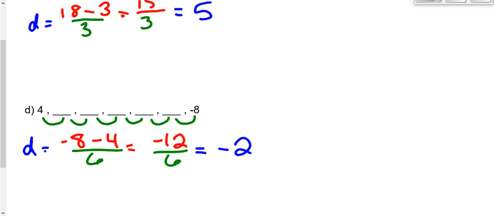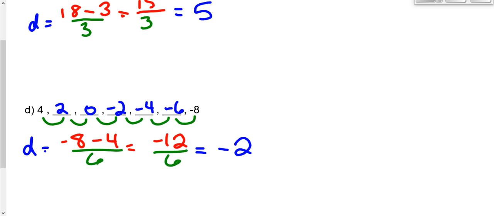So 4 would go minus 2 to 2. Subtract 2 again, we get 0. Then negative 2. Then negative 4, then negative 6, and we end up at negative 8 by subtracting 2 one last time. All right, so pretty straightforward trying to find those missing terms when we have the first and the last.